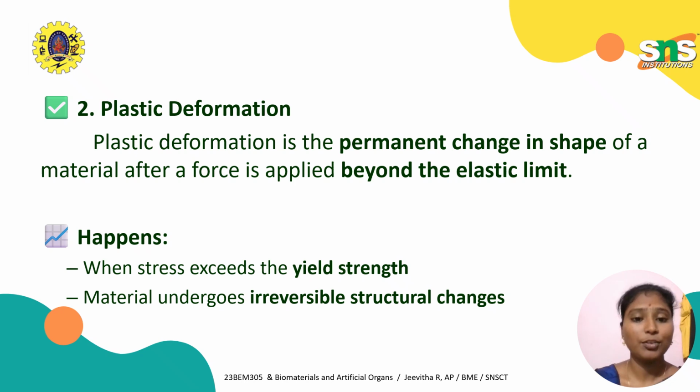Then plastic deformation. It is the permanent change in shape or size of the material when we apply force. When we apply force beyond the elastic limit, the material does not go back to its original shape and undergoes irreversible structural changes. When we choose a biomaterial, we need to consider these mechanical properties. Thank you.